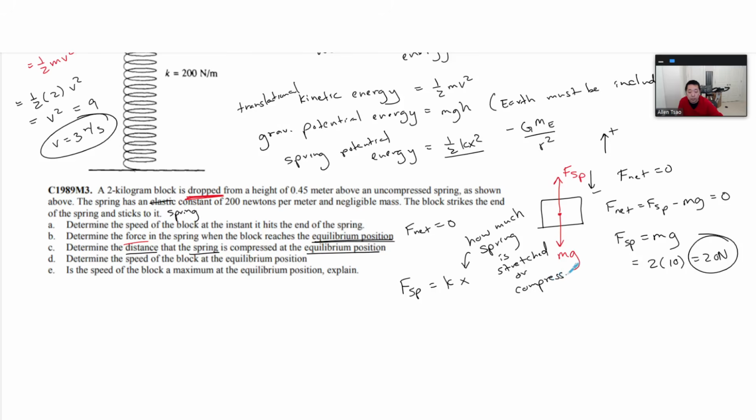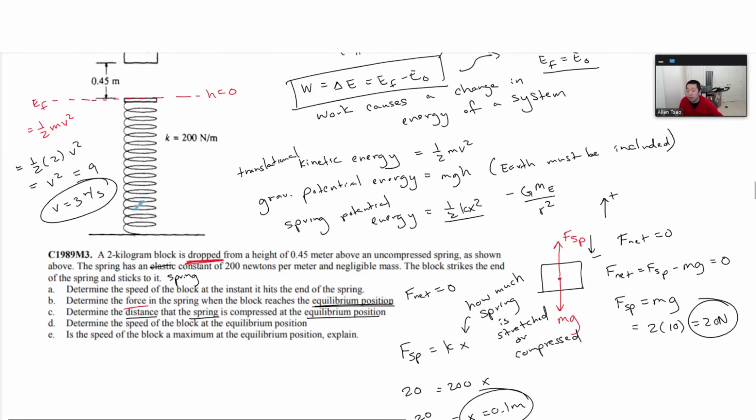So there's a new equation. This is called Hooke's law, right? And that relates the force on the spring based on its displacement. So I know that this is 20. I know K is 200. So how much is it being compressed? 20 divided by 200, which is 0.1 meters. So that means at the equilibrium position, let me draw the block at the equilibrium position right here. It's now at 0.1 meters.